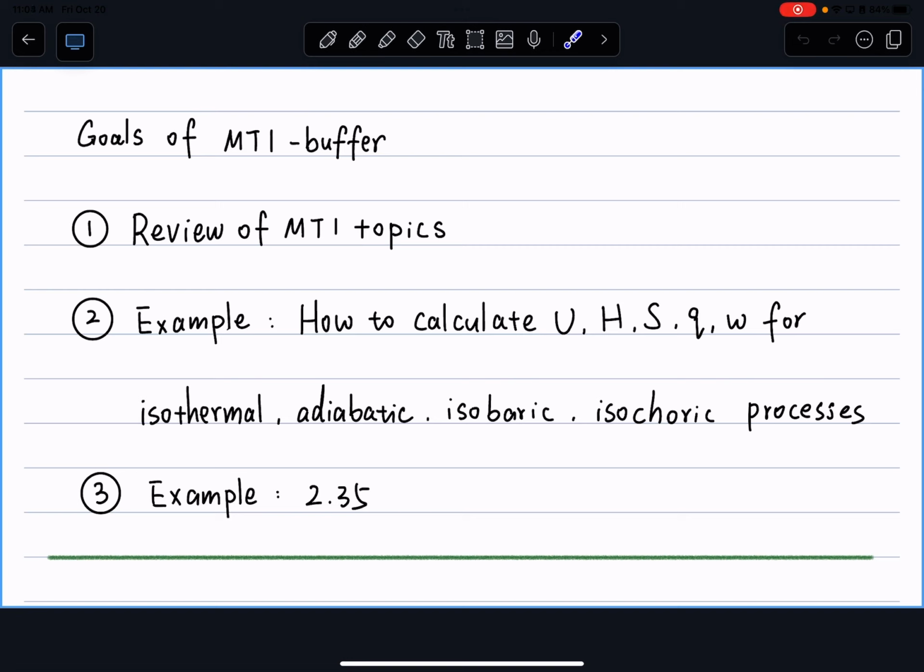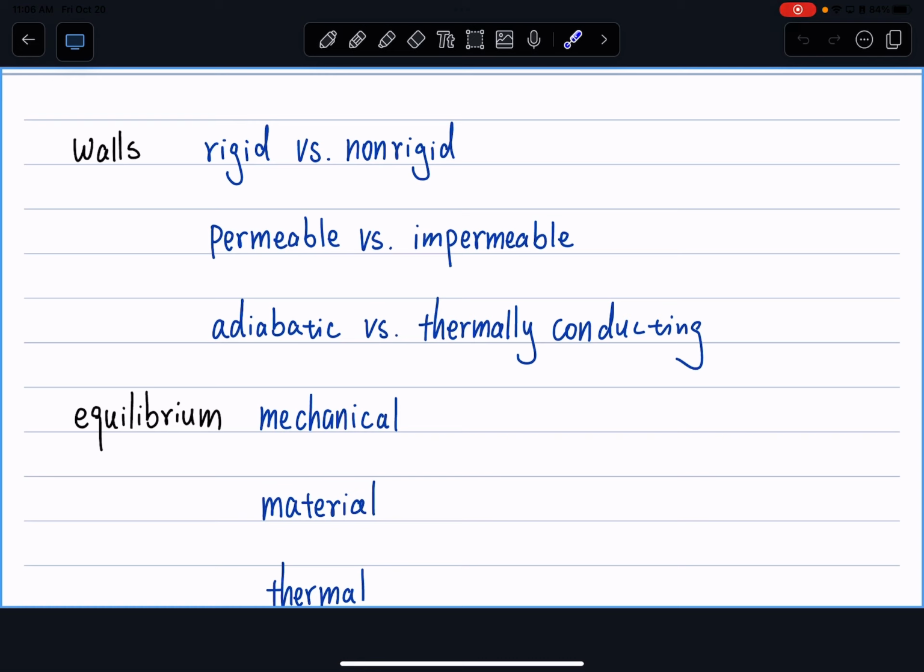Likewise, we have different types of wall that we will be talking about. Like you can have rigid versus non-rigid. A rigid wall, you can imagine it's not moving. A non-rigid one can move around, and you can imagine the volume of that system changing. Permeable versus impermeable, that's talking about whether material goes through that wall. And adiabatic versus thermally conducting. Adiabatic means no heat transfer, Q equals 0. And thermally conducting, you have some kind of heat transfer.